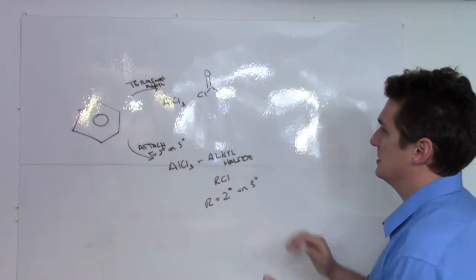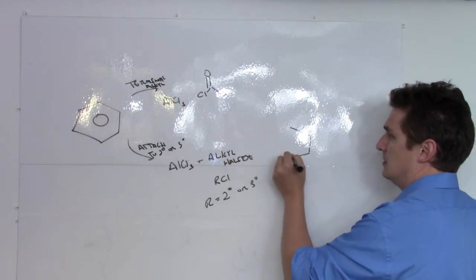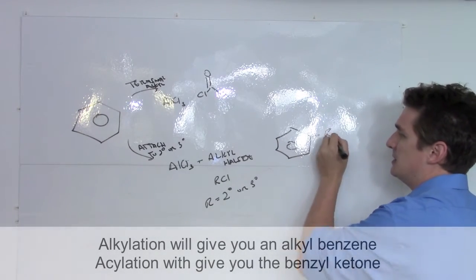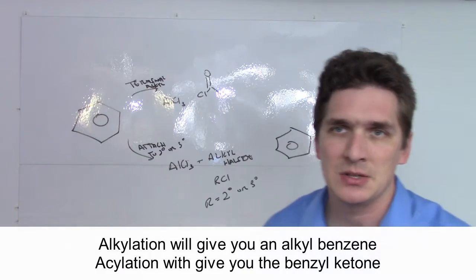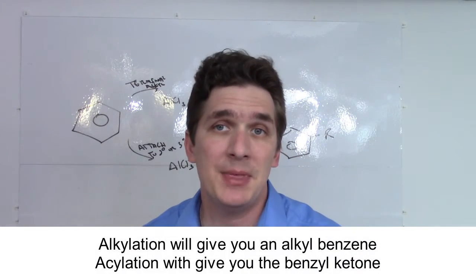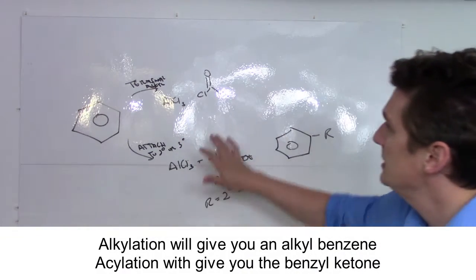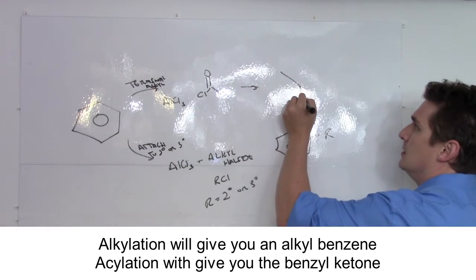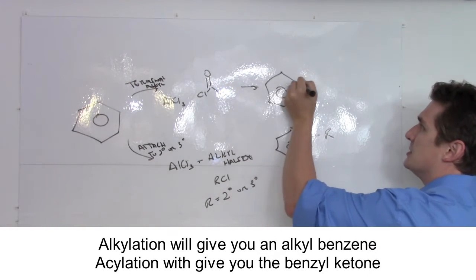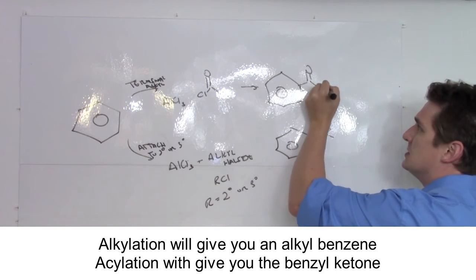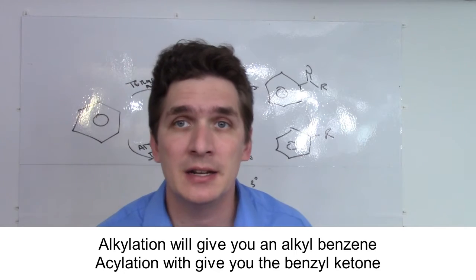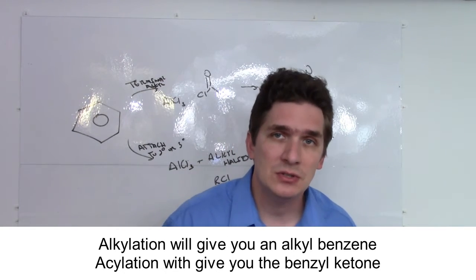So in this case we're going to get our R group hanging off the side, but again the R group would have to be something like an isopropyl, a tert-butyl, something that's a high degree carbon. In the case of the AlCl3 with the acyl chloride, we're going to get our benzene ring attached, but this is going to give rise to a benzyl ketone. We'll talk about in the next video how to get rid of that ketone, but these are your two options.